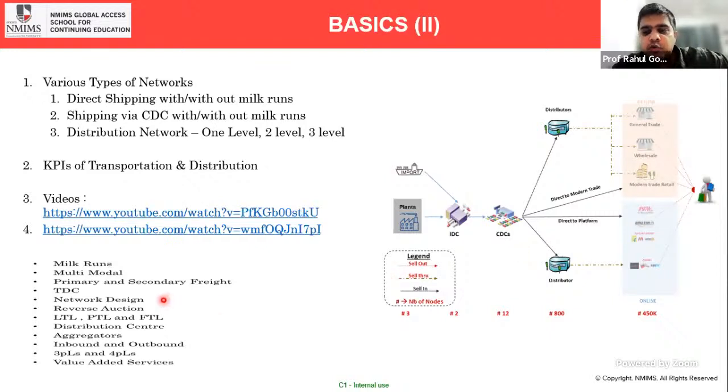So what you do is you do an auction every now and then to publicly put your requirements, and then bidding happens, and a lot of transporters will apply for that route with their offering, and you can then negotiate the cost, right? LTL, PTL, FTL, anyways, we have discussed.